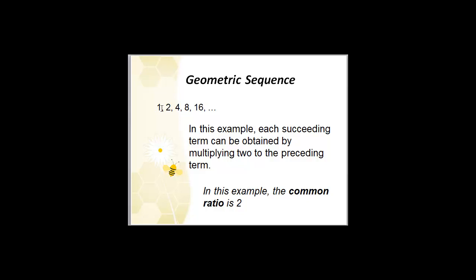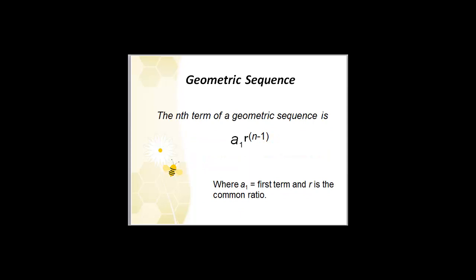All right, so in this example, each succeeding term can be obtained by multiplying 2 to the preceding term. So we take 1, we multiply it by 2, we get 2. Take 2, multiply it by 2, we get 4. Take 4, multiply it by 2, we get 8. Take 8, multiply it by 2, we get 16. And then our next number here is going to be 16 times 2. So that's our geometric sequence. All right, so the nth term of a geometric sequence is a_n = a times r to the n minus 1 power. Okay, so a is going to be the first term and r is going to be the common ratio.